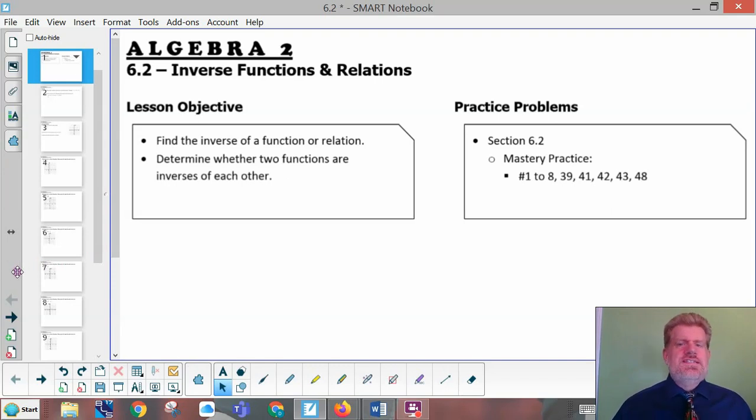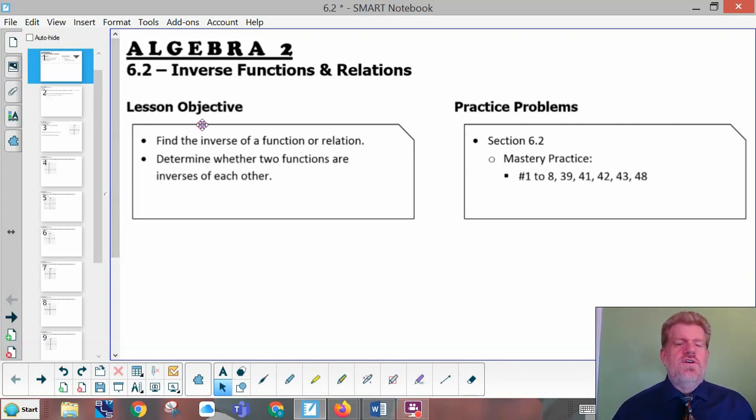So today we're doing the second section of the chapter about radical functions. And we're not talking about radicals just yet. We're getting there. You're going to see a progression. Today we're talking about inverse functions and relations. Remember the difference between functions and relations? If not, I'll remind you later.